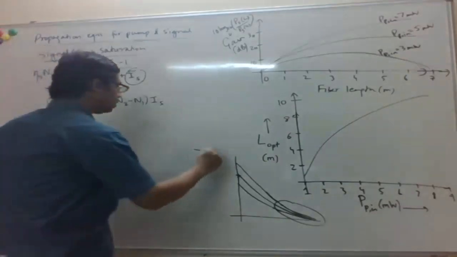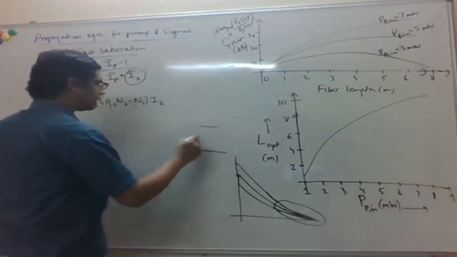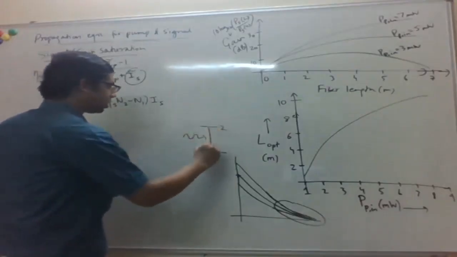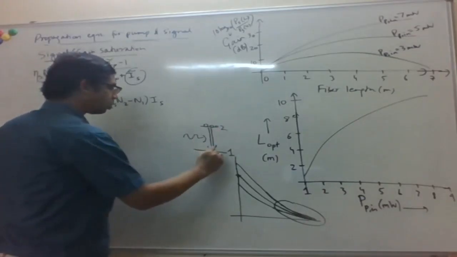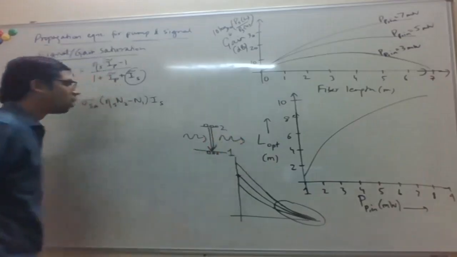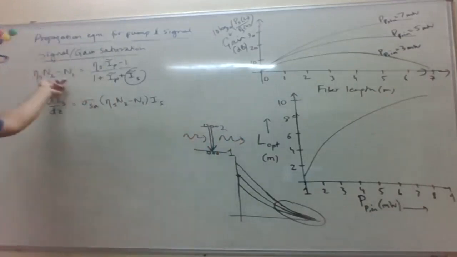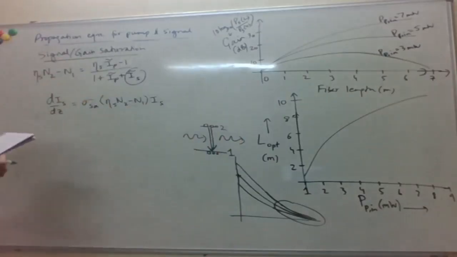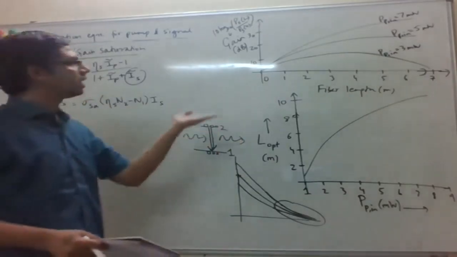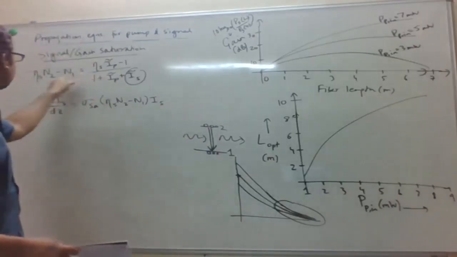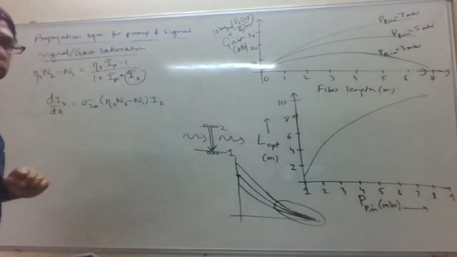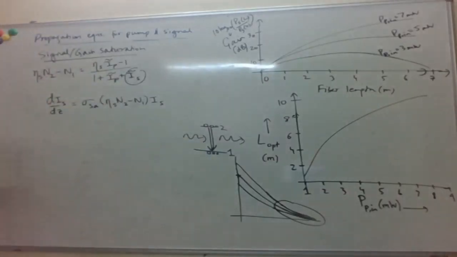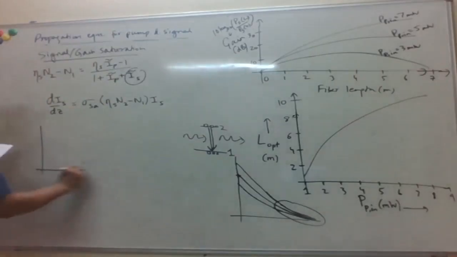And why that is happening is that once the signal power becomes strong enough, it causes enough stimulated emission that it's pumping atoms back down from 2 to 1. So it's actually reducing the population of the upper energy level. And so you can see that as the signal power increases, the gain will go down because of this. So that's another reason for this gain saturation.